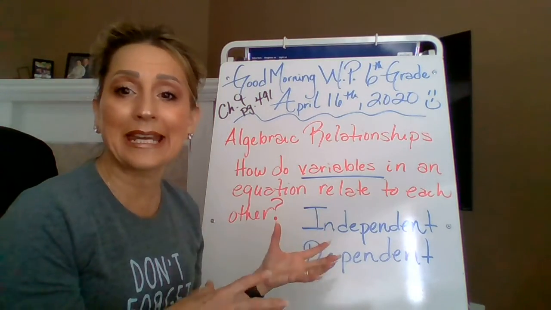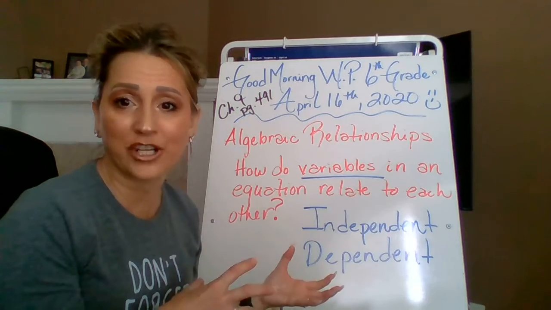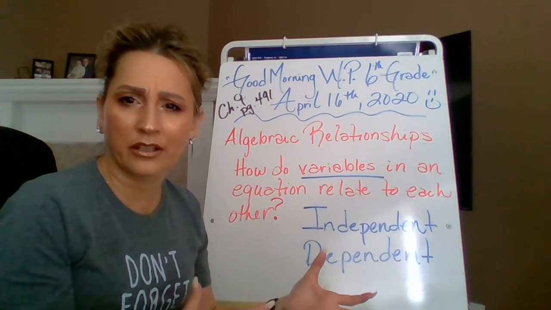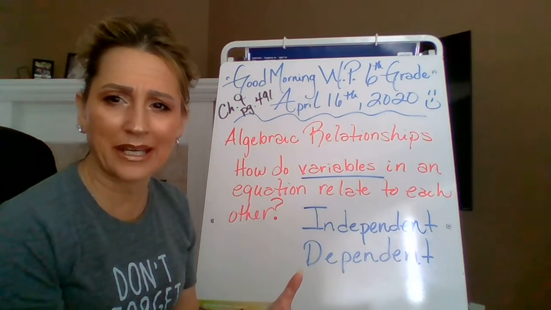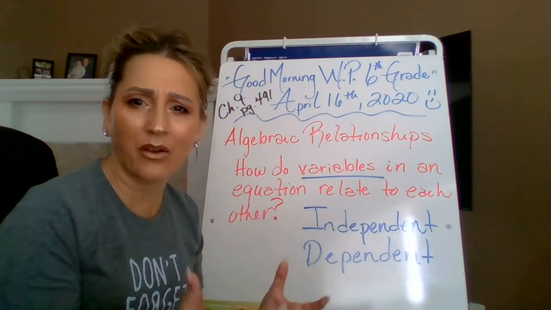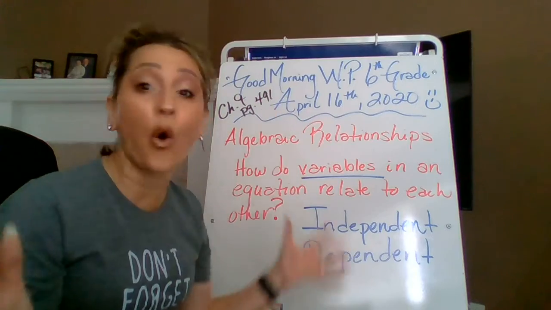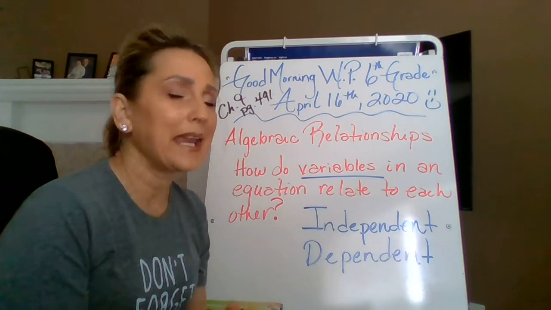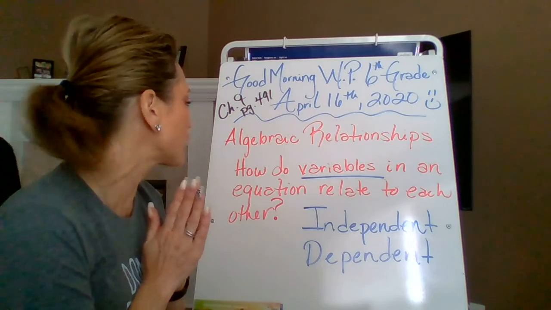How can I see a variable in an equation and then know which one is dependent on who? And what is the outcome going to be? How do I know to tell the difference on that? And that's this whole unit of study that we're going to be talking about this week with the students in the month of April, while we're doing online instruction.